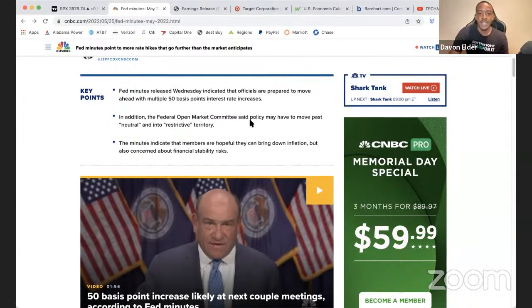Now, they said that they may have to move past neutral and into restrictive territory. What does that mean? So the Federal Reserve is trying to get interest rates back to neutral. Neutral pretty much means that the Fed isn't being accommodative. When they are accommodative, they're pretty much allowing economic activity and allowing the economy just to flow by itself.